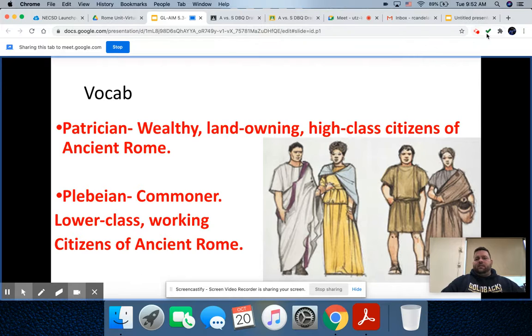Okay, last slide. I'll give you a second here. While you finish up, this is some important vocabulary that we need to know as we think about some of these laws. You saw this last period in the government infographic. They make mention of the words patrician and plebeian. Patricians are wealthy, landowning, high-class citizens, and plebeians are commoners, lower-class working citizens. So even though the word citizen is a big word that they use to classify a lot of different people, within that class of citizens there is still some stratification. There is a high class and there is a low class.